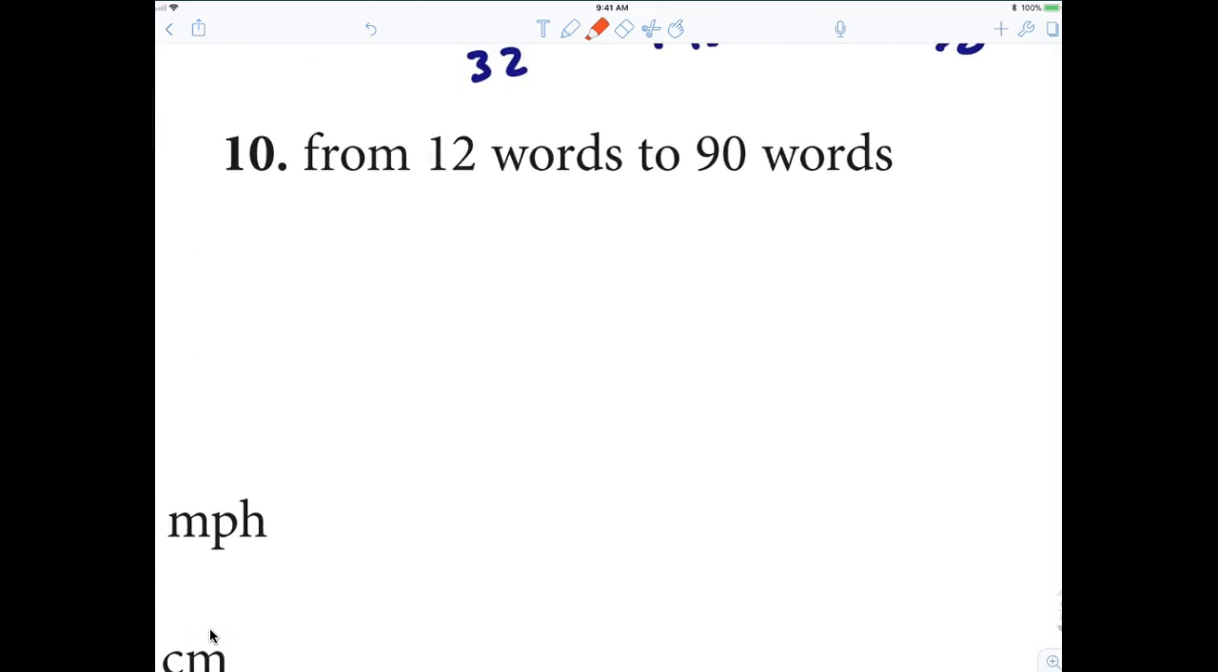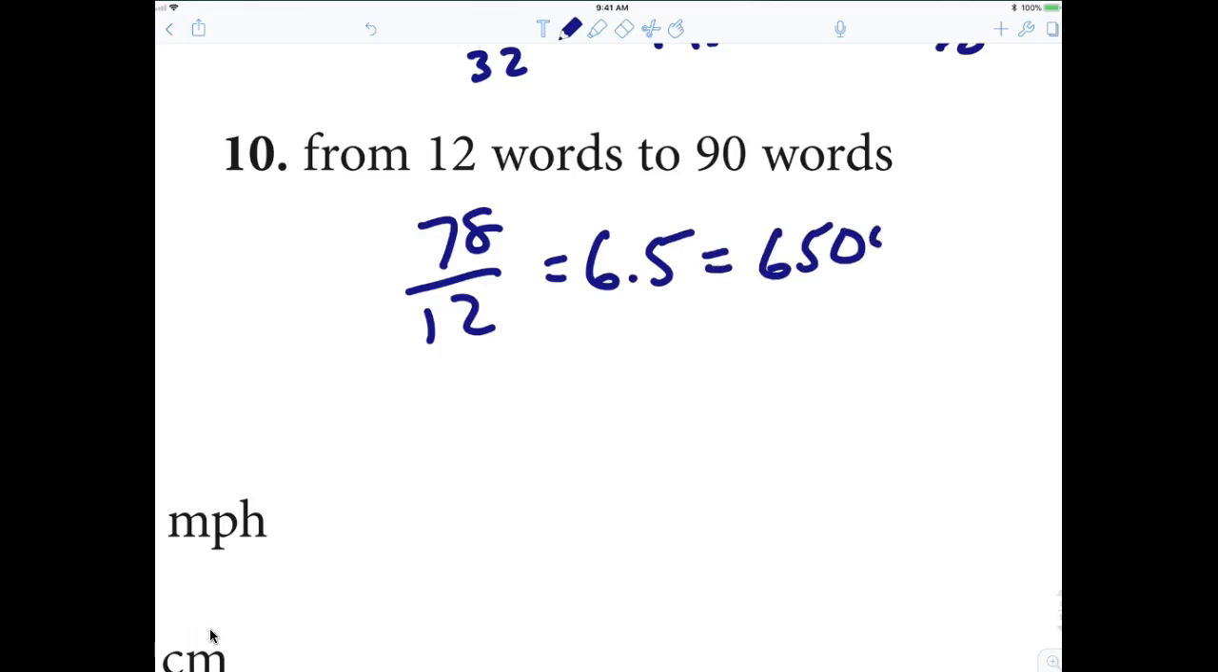Give me the fraction. So it's 78 over 12, which is 6.5, which is 650%. True? Come on now.